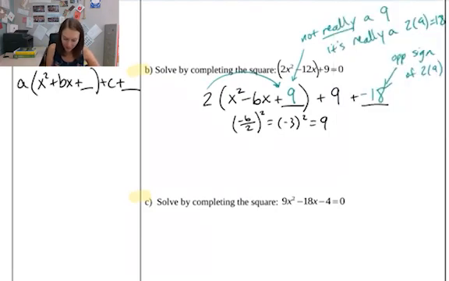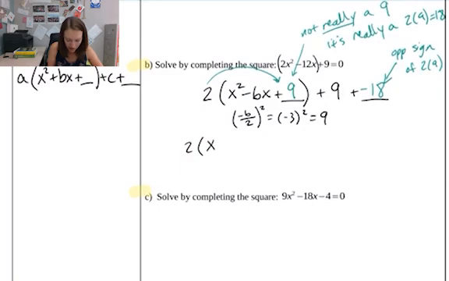All right, so now we can do the rest of this problem. We have 2. I'm going to factor that perfect square trinomial, and I'm just going to skip to where you see it squared. So that's going to be x minus 3 times x minus 3, or x minus 3 squared, and then plus 9 minus 18 gives me a negative 9.